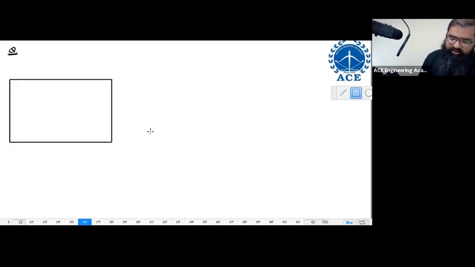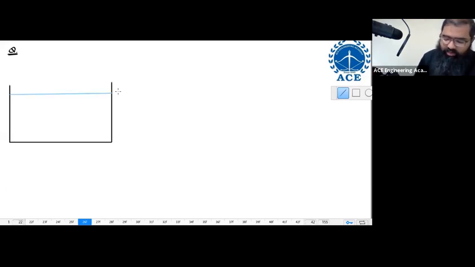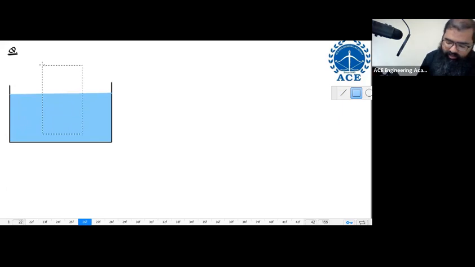This is a standard relationship actually. Let me first of all complete the diagram. Imagine a container over here like this. You are having some prismatic body over here, which is floating. Let us say the prismatic body is something like this. This is a prismatic body we are having, which is floating.